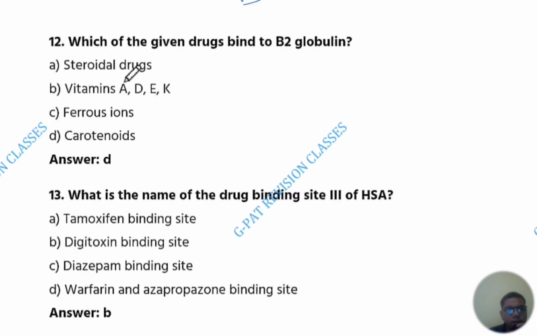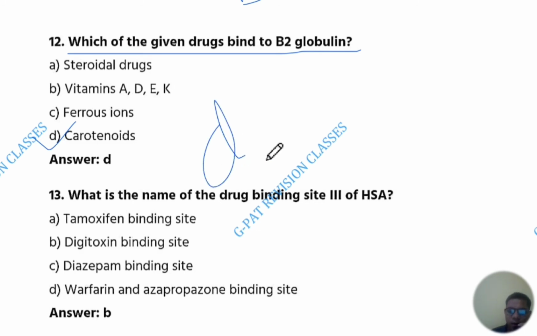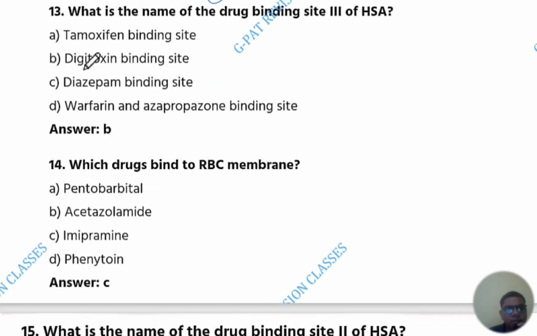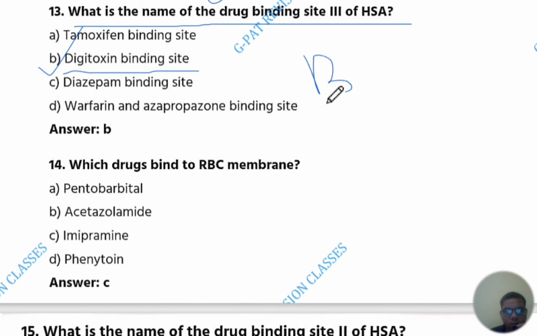Okay, मतलब गलत है. Then next is 12 question number. Which of the given drug bind to B2 globulins? The answer is carotenoids. The answer is D, carotenoids. Okay. Next is what is the name of drug binding site 3rd of HSA? The answer is B, Digitoxin binding site. जो B है वो डिजोटॉक्सिन बाइंडिंग साइट किसका है? ये साइट 3 ऑफ HSA का है.